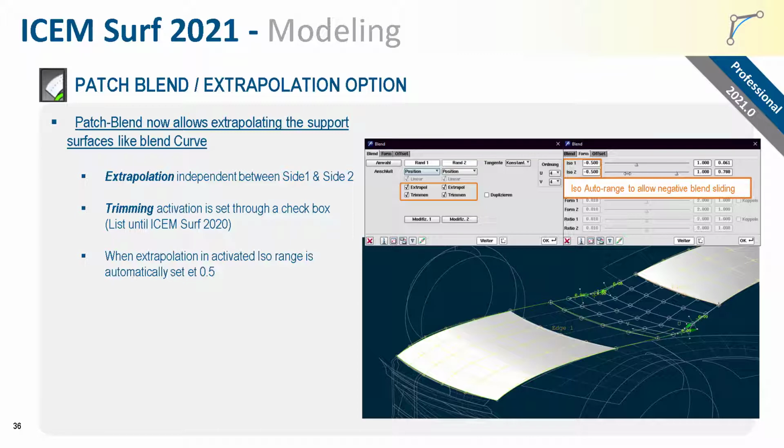Trim now is activated by a checkbox, and we moved the ISO range slider's default range to plus or minus 0.5, so you can do a negative extrapolation if you want to. Let me show you how it works.